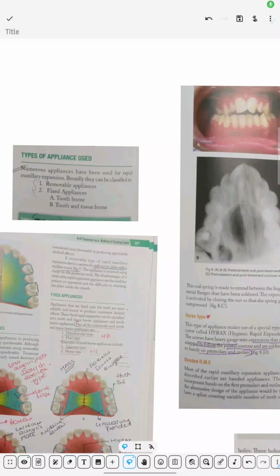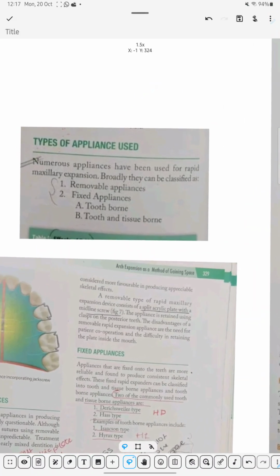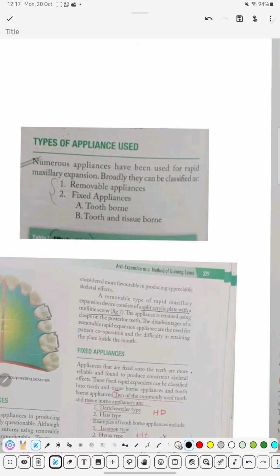Of rapid maxillary expansion. So in this part we will learn about the appliances that are used for rapid maxillary expansion. So we know there are two types of appliance. It can be broadly classified into removable and fixed appliance.